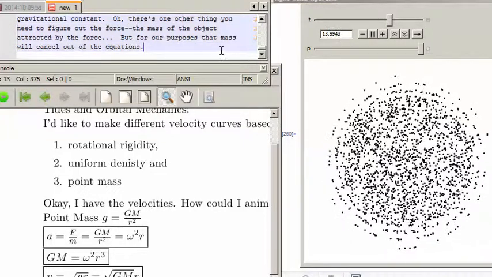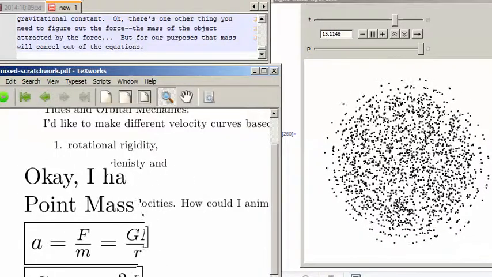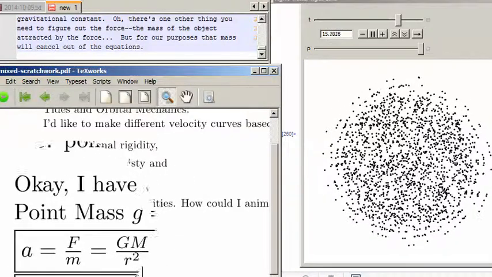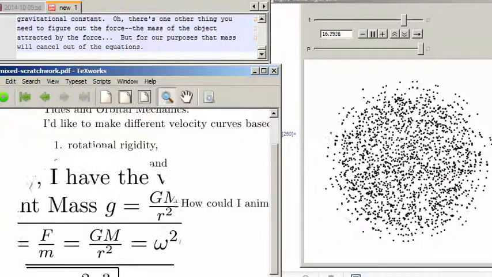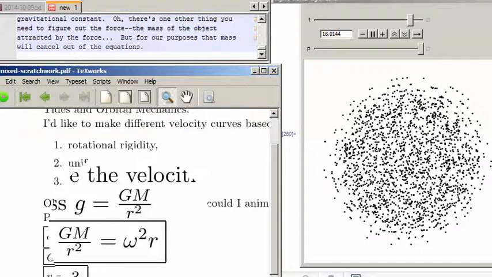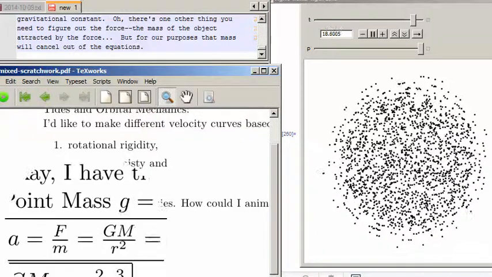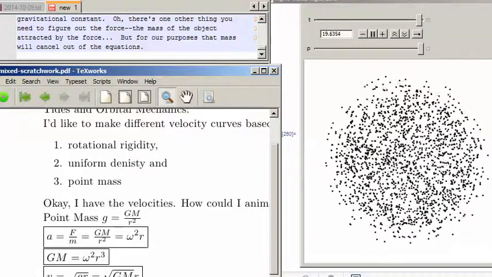But for our purposes, that mass will cancel out of the equations, and we can just say mass times acceleration equals the force divided by that mass. And so these would ordinarily include an extra little m and a little m there too. But since that little m divided out, it's not a big deal.